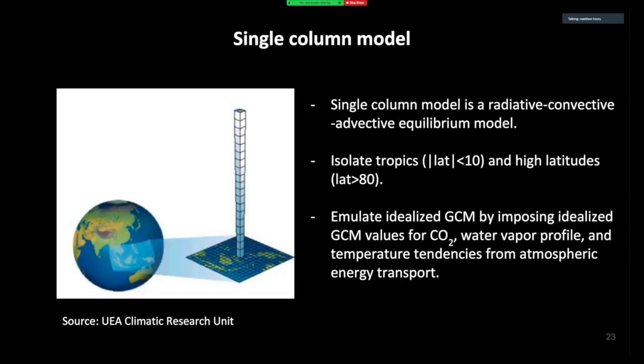And then we use a single column model. So a single column model is just a way of isolating the tropics and the high latitudes. And it's a radiative convective equilibrium model to which I add advection. And the objective of the single column model is to emulate the idealized GCM the best I can. So I impose the idealized GCM values for CO2. I take the water vapor profile from the idealized GCM, and the temperature tendencies from atmospheric energy transport are imposed on the single column model to represent the effect of atmospheric energy transport.